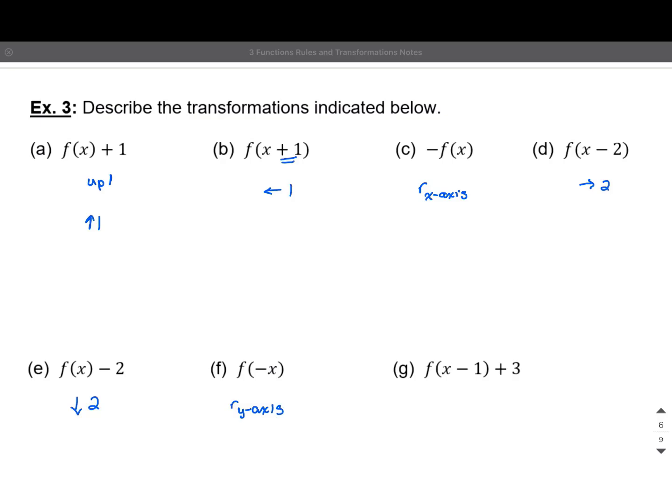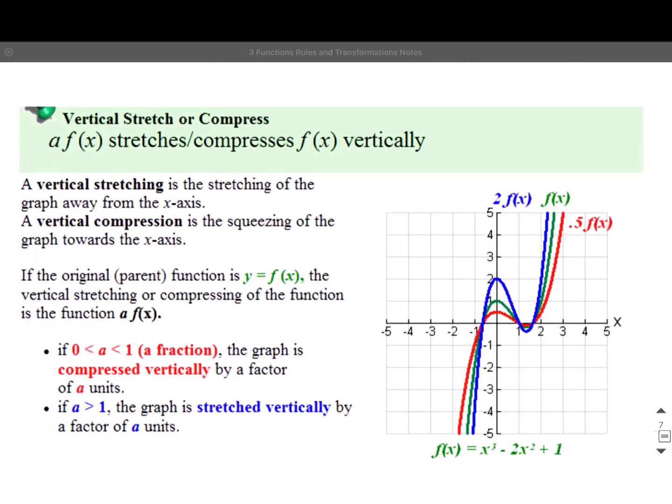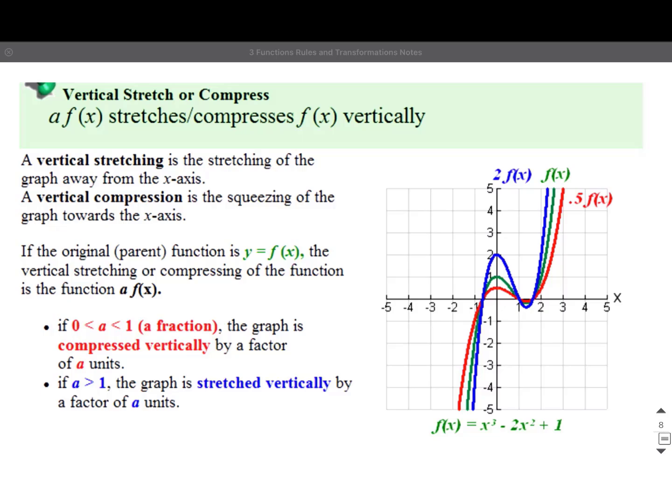And now we have two things going on. The negative 1 inside tells me we're going to move to the right one, but the plus 3 outside tells me I'm going to go up 3. Okay? Good.